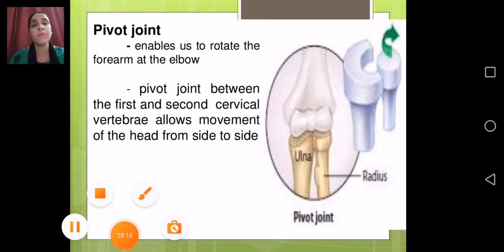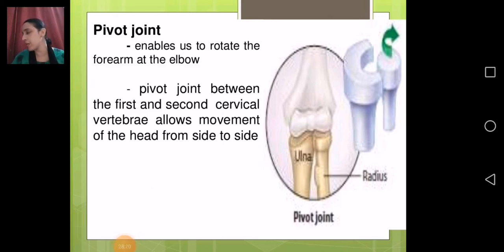We are going to take joints in our next class, starting with the types of joints. That is very important: the pivot joint, the ball and socket joint, and the hinge joint. Apart from this, muscle contraction is also possible only with these types of joints present in your body. That muscle contraction we are also going to take in our next class.